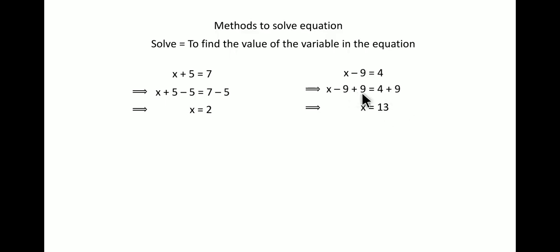Here minus 9 and plus 9 cancel. You will get rid of this 9. You will get only x over here, and 4 plus 9 is equal to 13. Just see, I am not using the equals to sign over here.